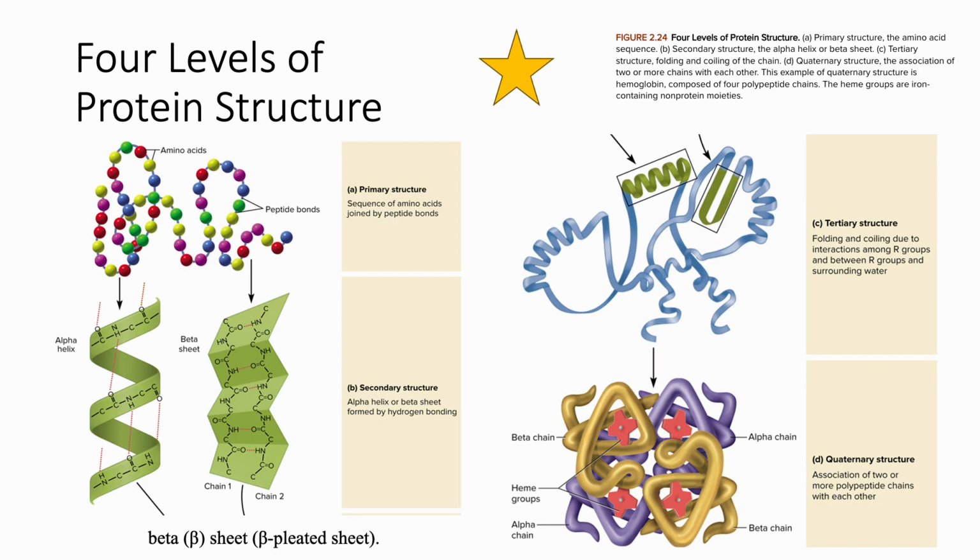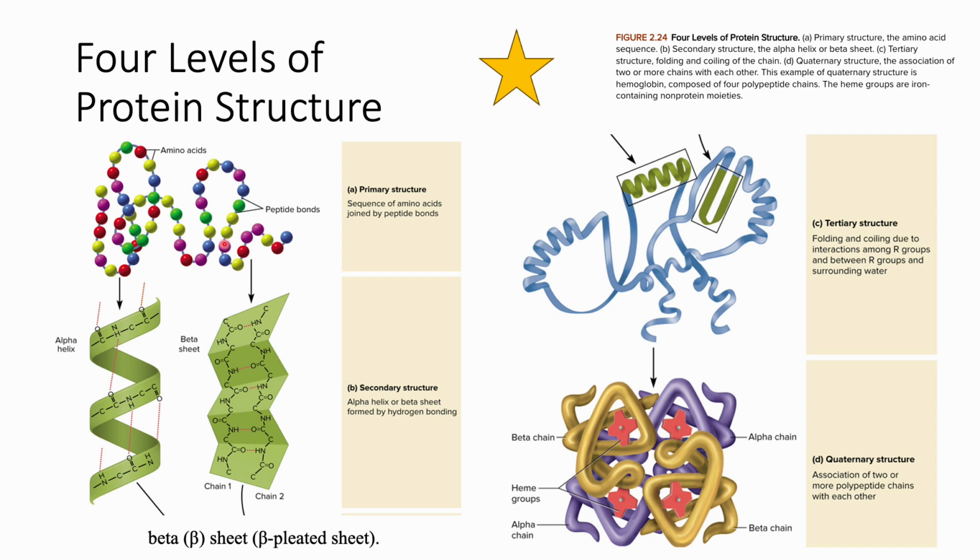When it comes to our proteins, we have 4 levels of protein structure. If we just have a linear sequence of amino acids, and each amino acid is bound by a peptide bond, so we have amino acid, peptide bond, amino acid, peptide bond, amino acid, peptide bond, that is called the primary structure of a protein.